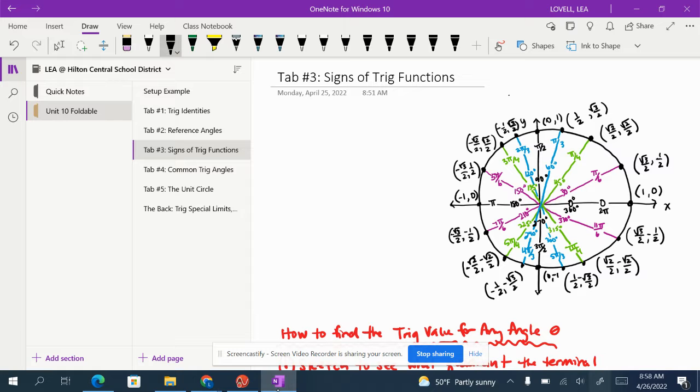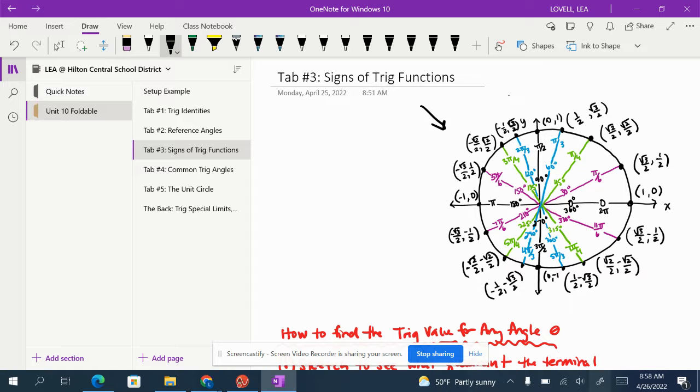So the sign of a trigonometric function, whether it's positive or negative, is dependent on the rotation angle theta, and the quadrant in which the terminal angle lies. So let's look at our unit circle that we previously constructed. This is just copied from tab 5.